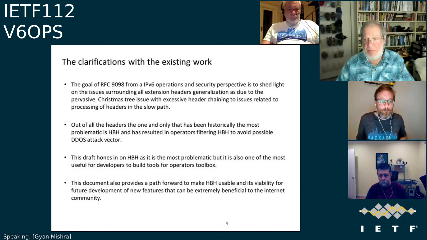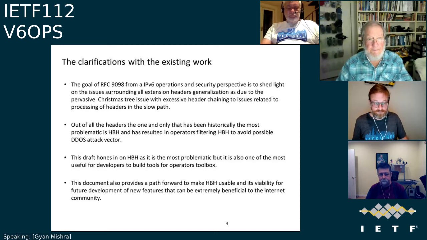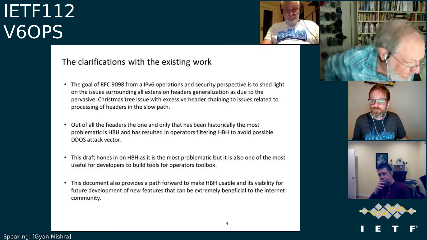So on the mailing list, there were some discussions related to the draft, and just really clarifications. With this draft, there were some comparisons done with the goals of RFC 9098. RFC 9098 is generic, and it really talks to all the extension headers, and really the Christmas tree effect of the extension headers and the limits on the number of options within each header, especially the HBH and destination option headers, but really talks generically to all extension headers.